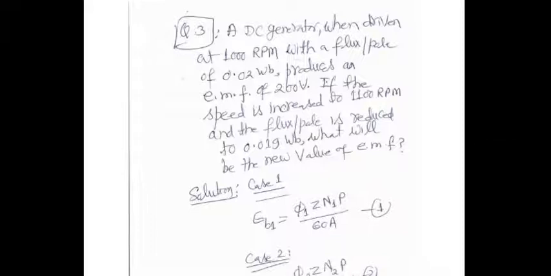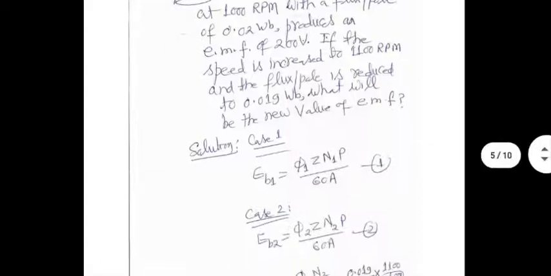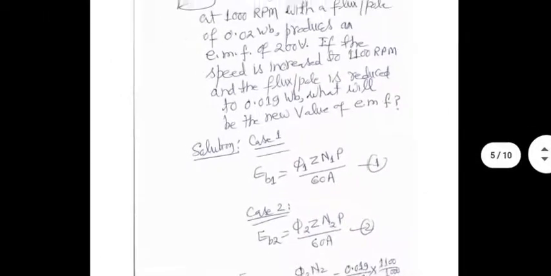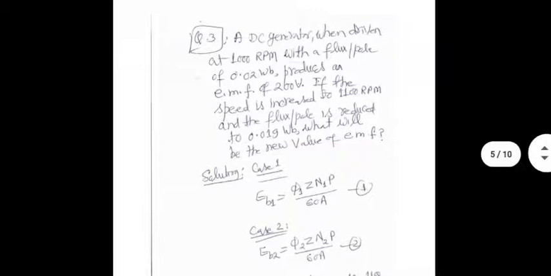Question 3. A DC generator, when driven at 1000 RPM with a flux per pole of 0.02 Weber, produces an EMF of 200 volts. If the speed is increased to 1100 RPM and the flux per pole is reduced to this new value, 0.019 Weber, what will be the new value of EMF? It is again a reasonably straightforward application of the same equation. In case 1, let's say it's EB1 and N1. In case 2, let's say it's EB2 and N2.